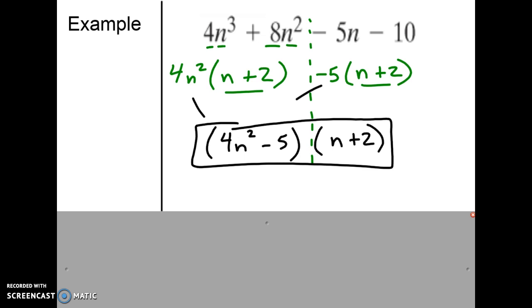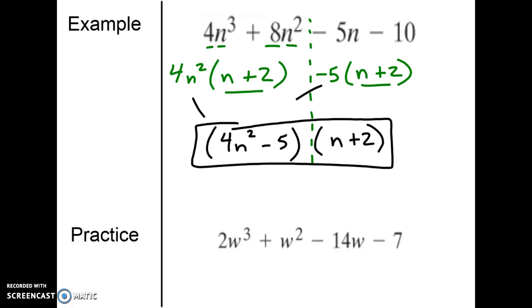All right. So what I want you to do is practice those skills on this next one down here, and make sure that you show that to me before you move on to your assignment.